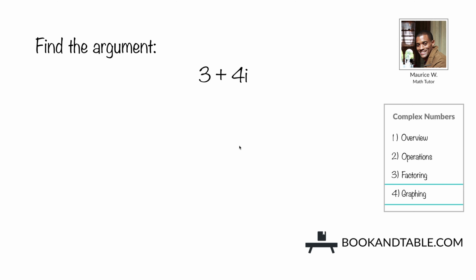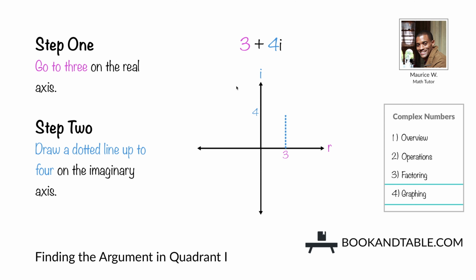Let's say you're asked to find the argument of 3 plus 4i. So this would be in quadrant 1. When you are calculating the argument, you should always sketch out the right triangle that you are working with so that you can confirm what quadrant you are working with, which will make it easier to avoid making any small mistakes when calculating theta. So we'll first start by finding the argument in quadrant 1 for 3 plus 4i.